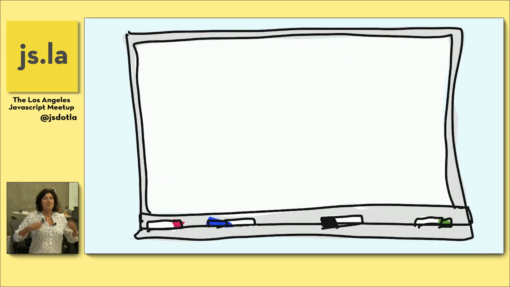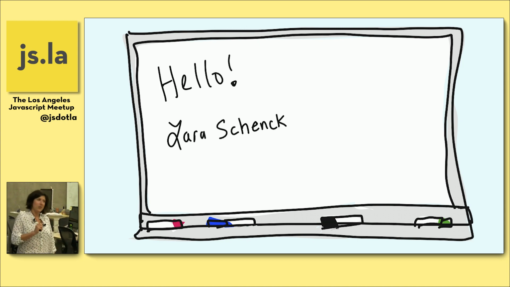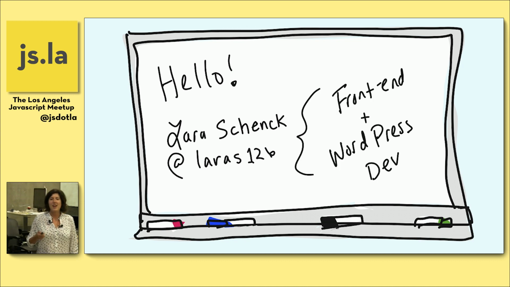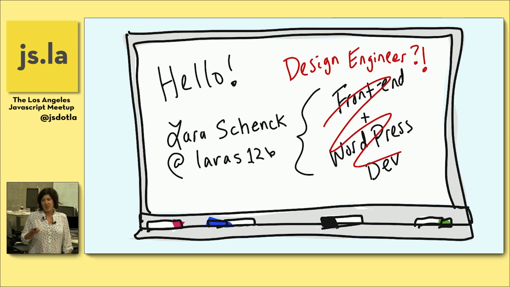Anyways, nice whiteboard. So hello, my name is Lara Schenck. And I've been in LA for like a year and a half. It's okay. I'm from the East Coast. We'll see. This is my property on Twitter, LaraS126. Very exciting. And I am a front-end and WordPress developer. Scratch that out for design engineer, because I just got a job. I've been freelancing for a while and I got a job and the title is design engineer. And I'm like, okay, like the front-end developer works too, but design engineer, that sounds really cool.